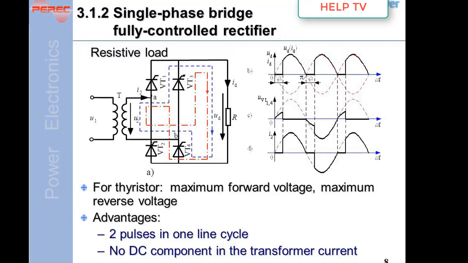3.1.2 Single-phase bridge fully controlled rectifier. Resistive load. For the thyristor, maximum forward voltage, maximum reverse voltage. Advantages: 2 pulses in one line cycle. No DC component in the transformer current.